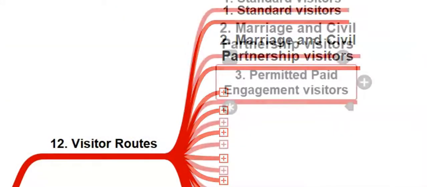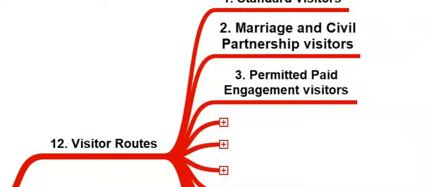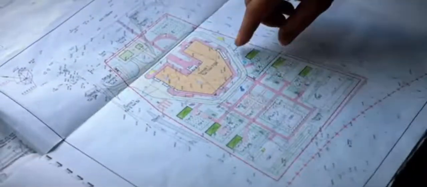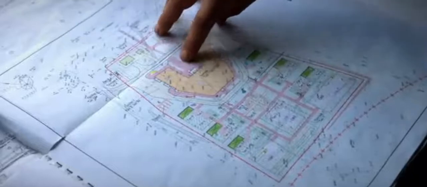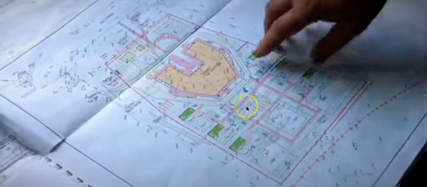The next one is called permitted paid engagement visas. So this UK visitor route is for experts in their fields coming to the UK to undertake specific paid engagements, and this can be done for up to 1 month.